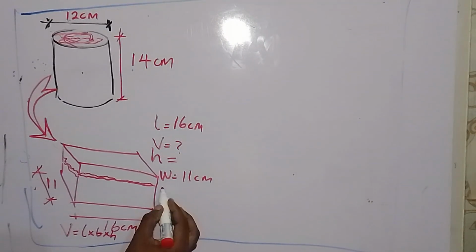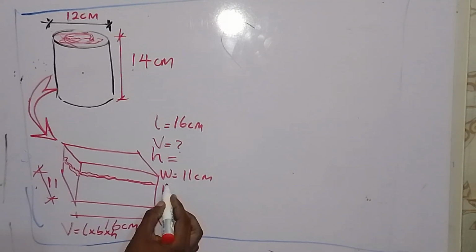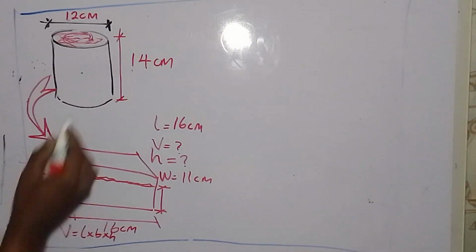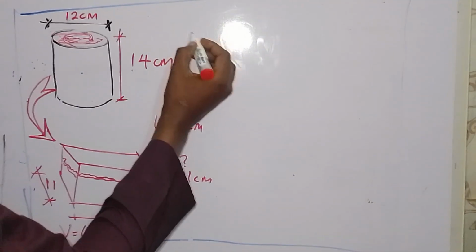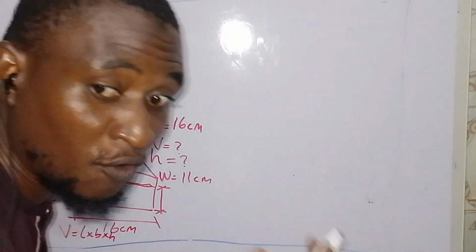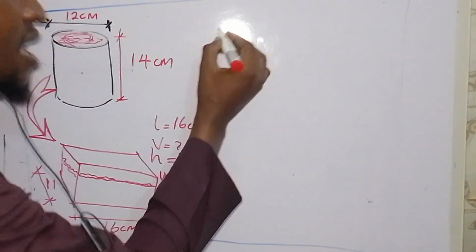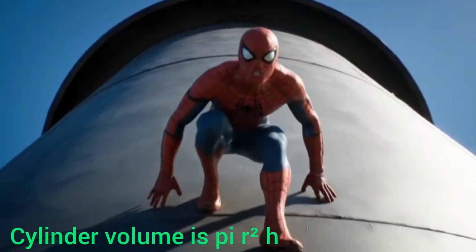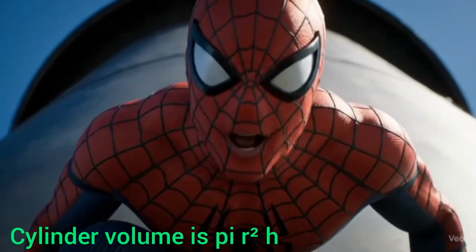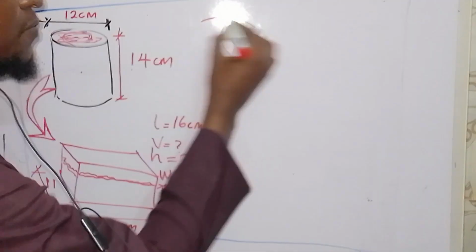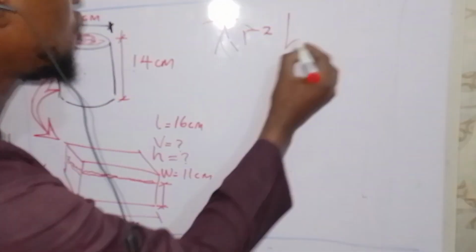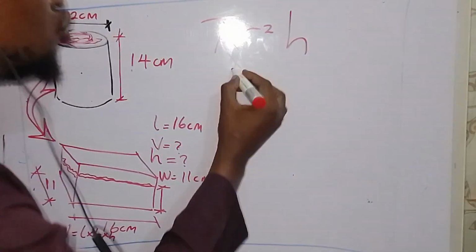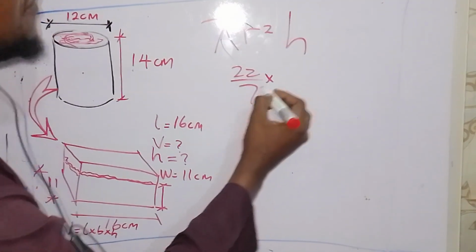So if we want to get the height where the fluid stops, before we get the height, we need to get the volume. But from here we can get the volume because we know that the volume of a cylinder is pi r squared h. Shedema tutors. Cylinder volume is pi r squared h. Pi is 22 over 7 or 3.142.